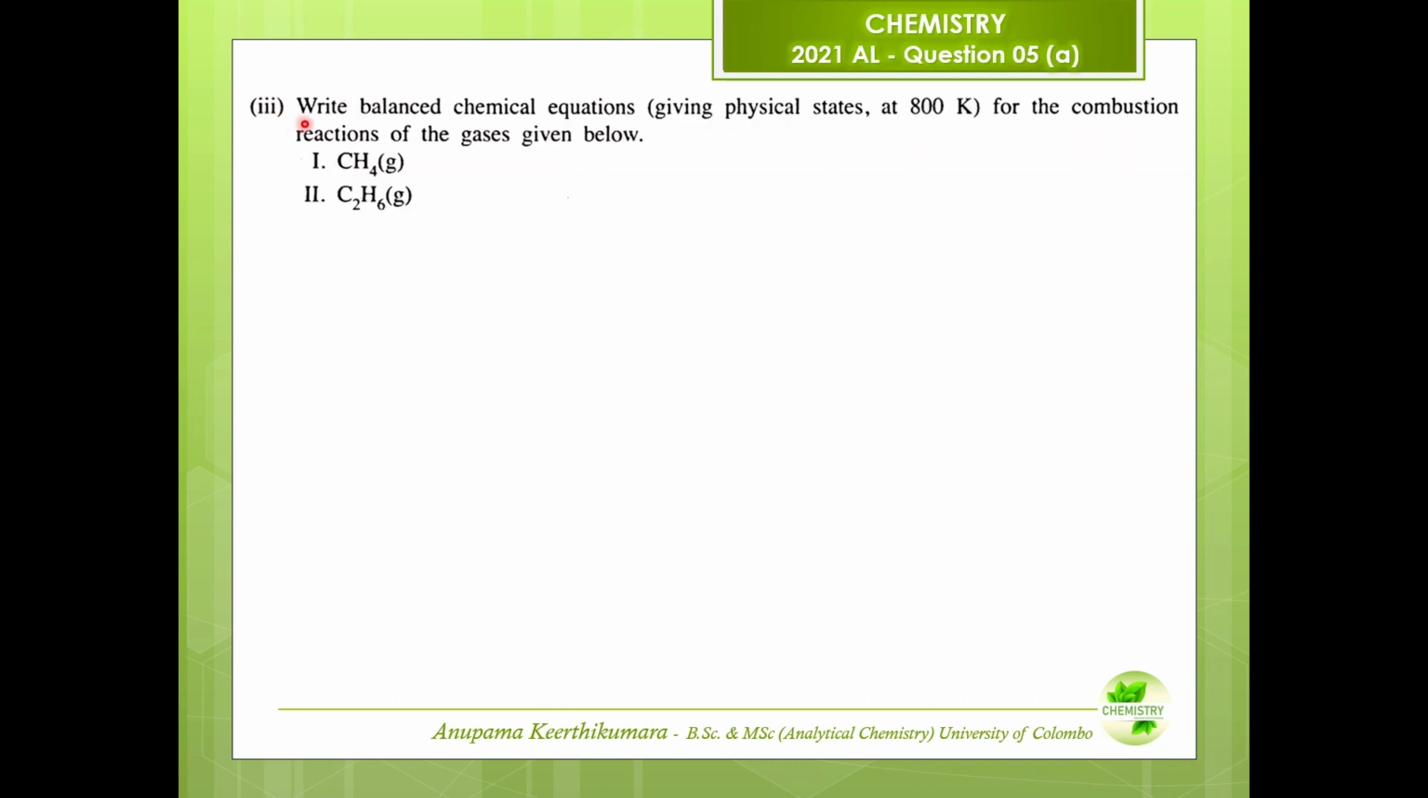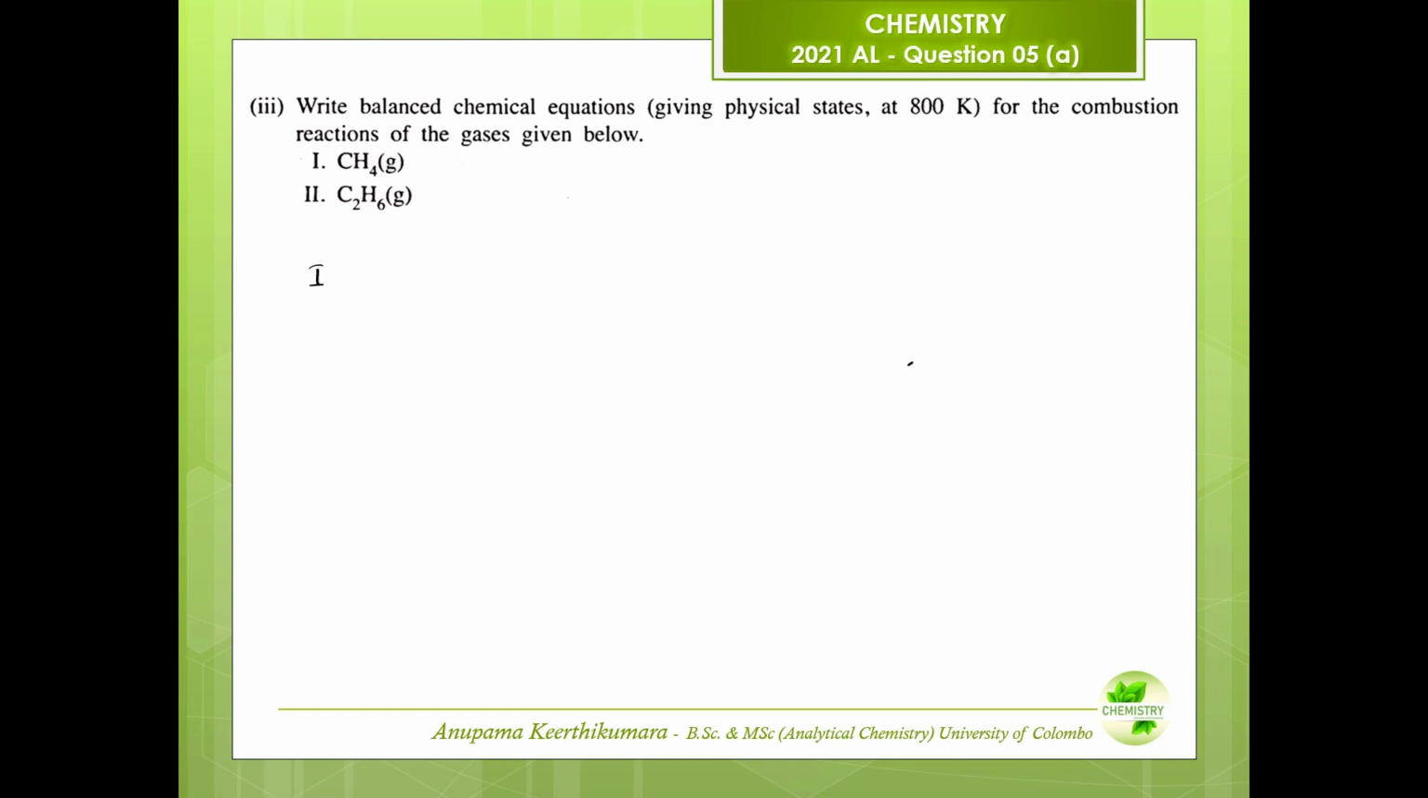Question number 3. Write balanced chemical equations giving physical states at 800 Kelvin for the combustion reactions of the gases given below. We know these are hydrocarbons which contain carbon and hydrogen. When they undergo combustion reactions in the presence of excess oxygen, carbon converts to carbon dioxide and hydrogen converts to water. Carbon dioxide is a gas. At 800 Kelvin, H2O exists in the gaseous state.